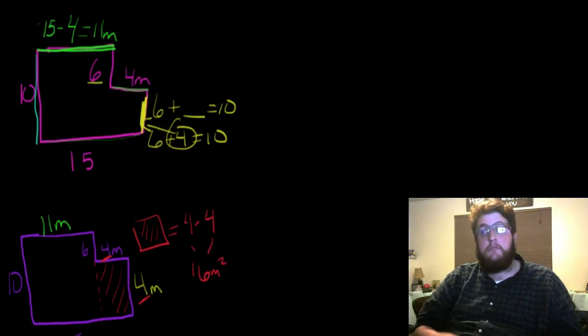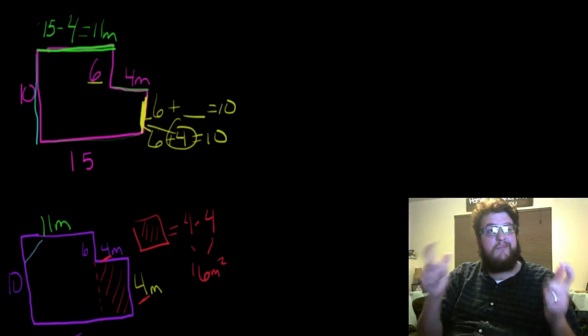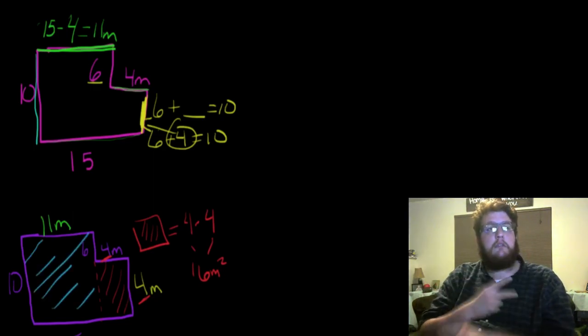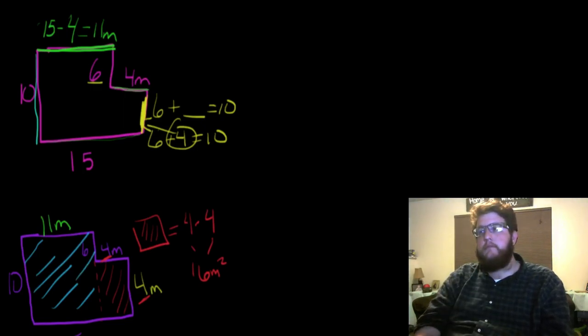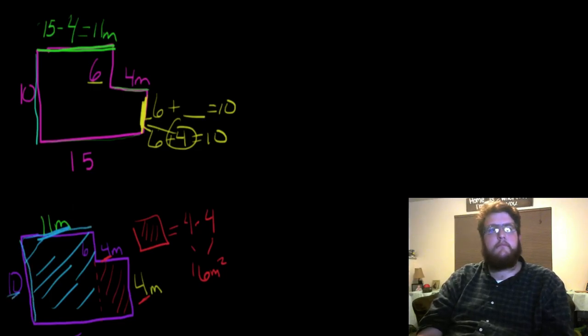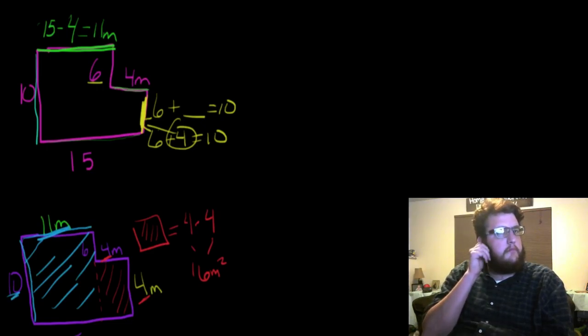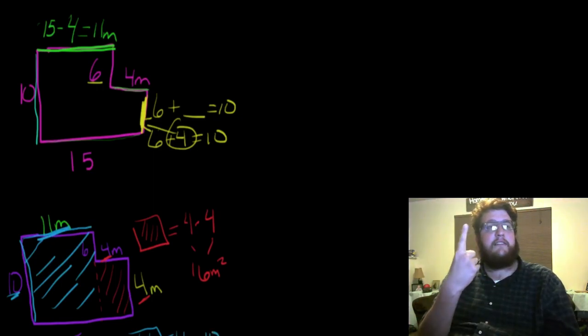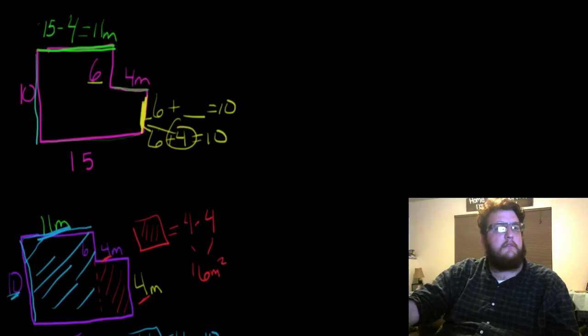And then I also know that this square is equal to 11, because that's the length here, times 10, because that's the length here. So this square is going to be equal to 11 times 10, which is 110 meters squared.